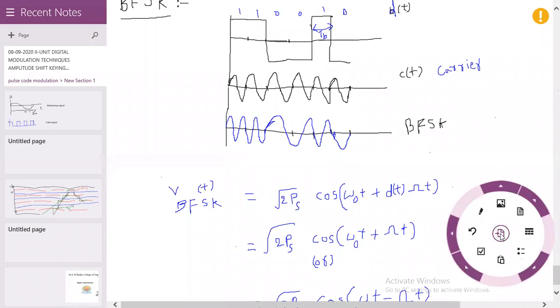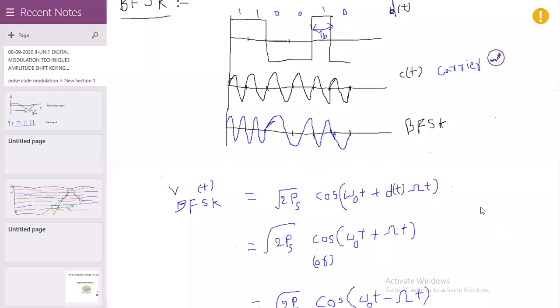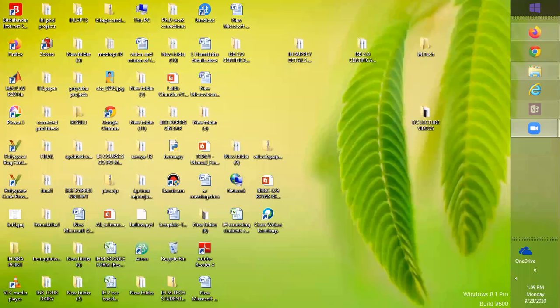So here we can write the equation for BFSK, binary frequency shift keying. Generally, the carrier equation, we all are familiar with that carrier equation, is root of PS cos of omega naught t.